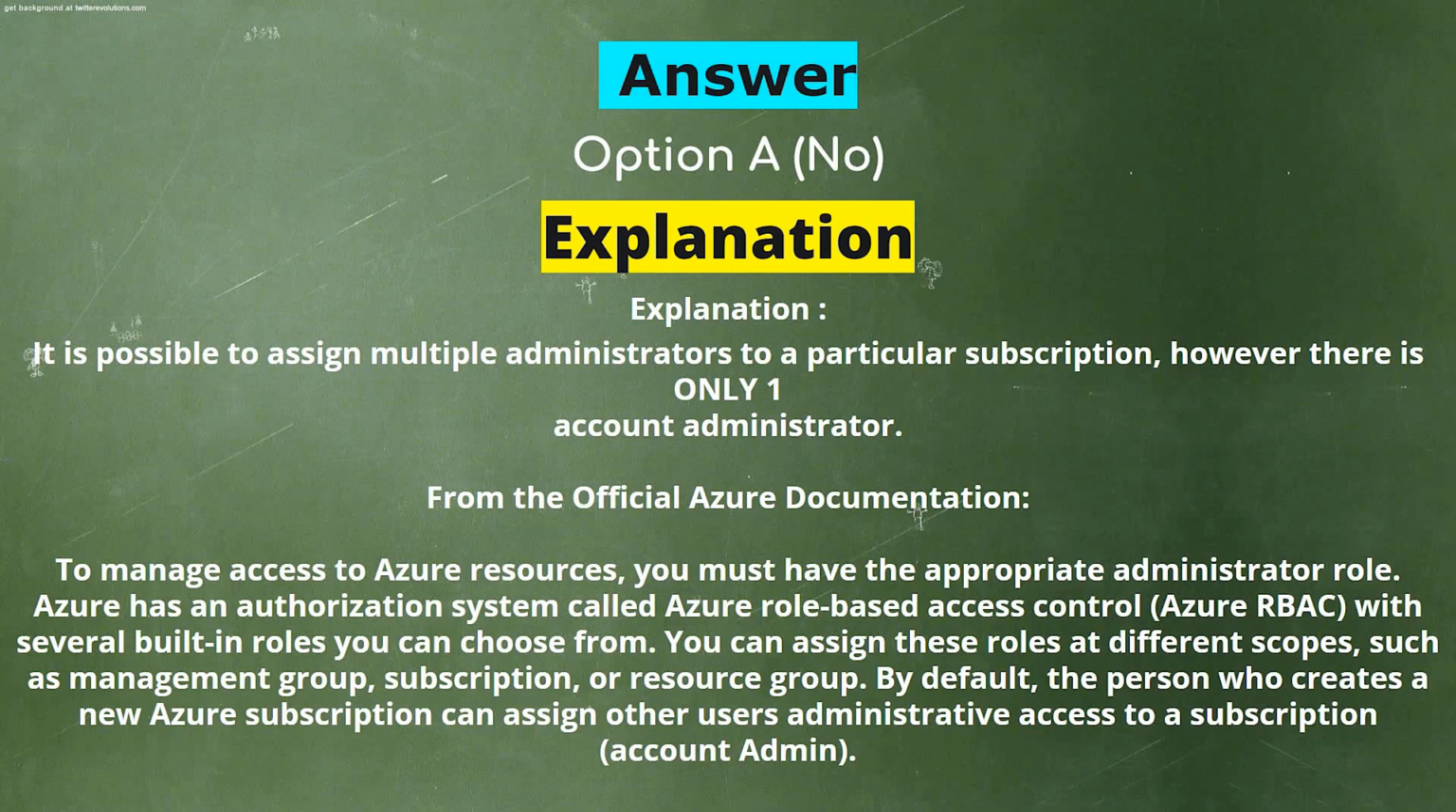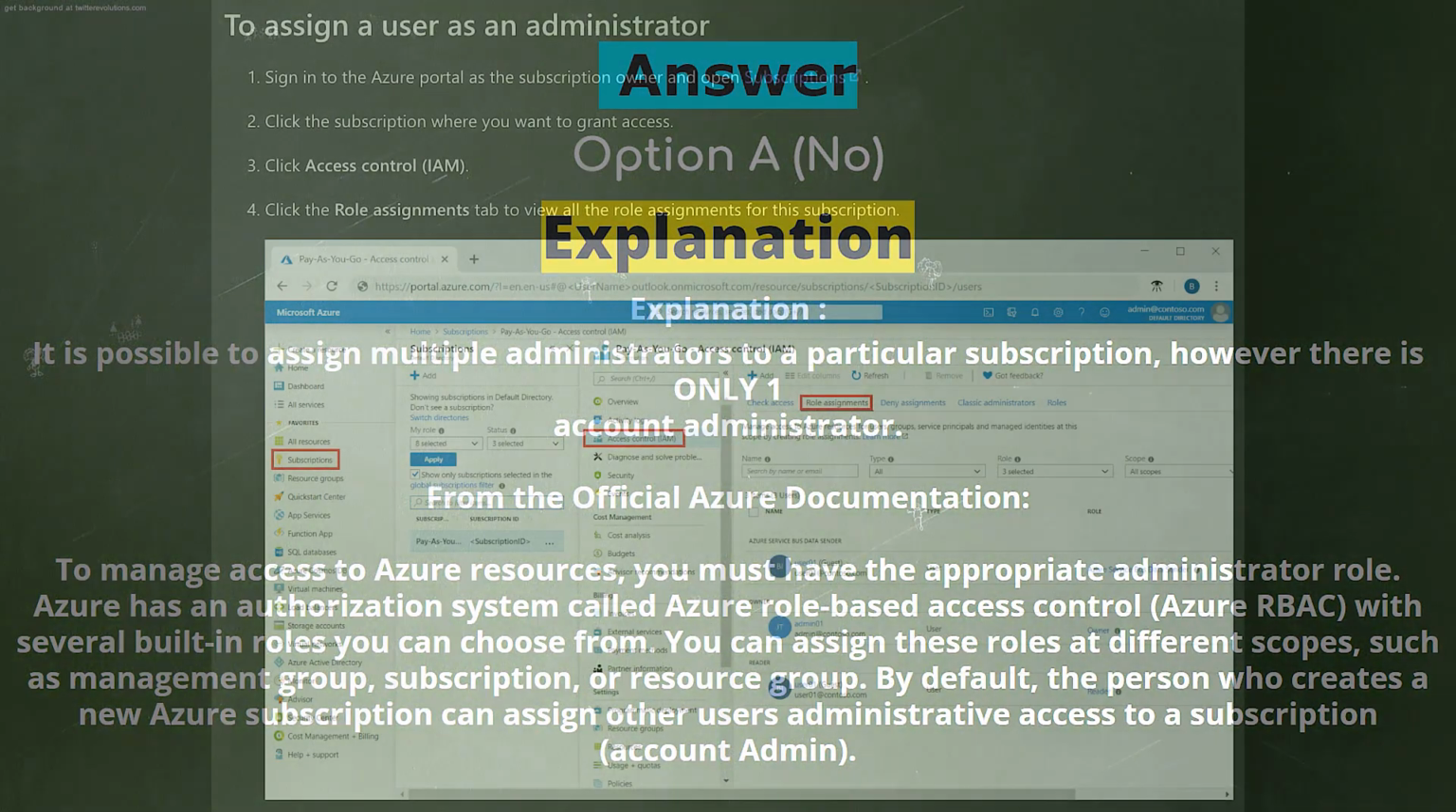To manage access to Azure resources, you must have the appropriate administrator role. Azure has an authorization system called Azure Role-Based Access Control with several built-in roles you can choose from. You can assign these roles at different scopes, such as management group, subscription, or resource group. By default, the person who creates a new Azure subscription can assign other users administrative access to a subscription.